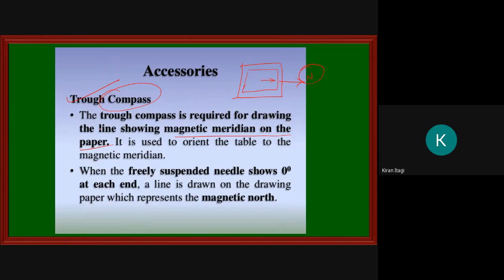The compass is required for drawing the line showing the magnetic meridian on the paper. It is used to orient the table to the magnetic meridian. When the suspended needle shows 0 degree, it is nothing but the northern direction. At each end, a line is drawn on the drawing paper representing the magnetic north.